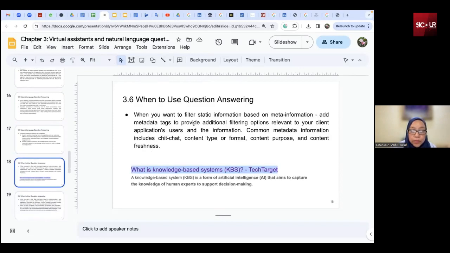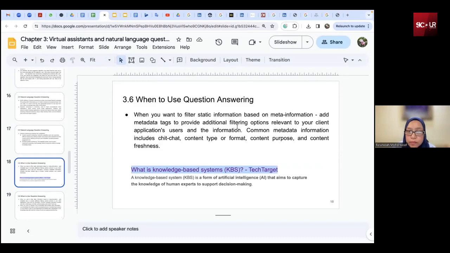When to use question answering: when you want to filter static information based on the meta information, add metadata to provide additional filter options relevant to your client, application users, and the information. The common metadata information includes chat content type or format, content purposes, and content freshness. We can use the filter automation in the web.